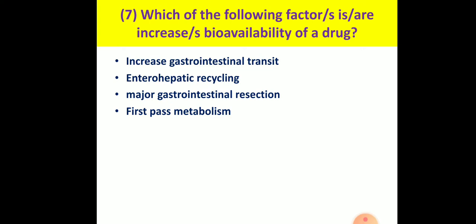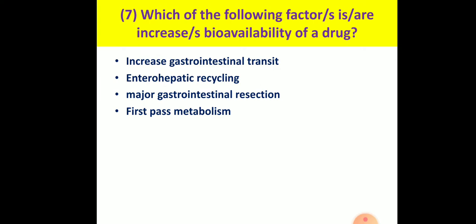Then which of the following factor or factors is or are increases the bioavailability of a drug? We will go one by one. When the gastrointestinal transit is increased, so the contact time for the absorption is reduced, and that's why the absorption and bioavailability will be reduced. Major gastrointestinal resection, when the major amount of the GI tract, especially the small intestine, is resected, again the surface area reduces, and that's why the absorption and bioavailability will be reduced.